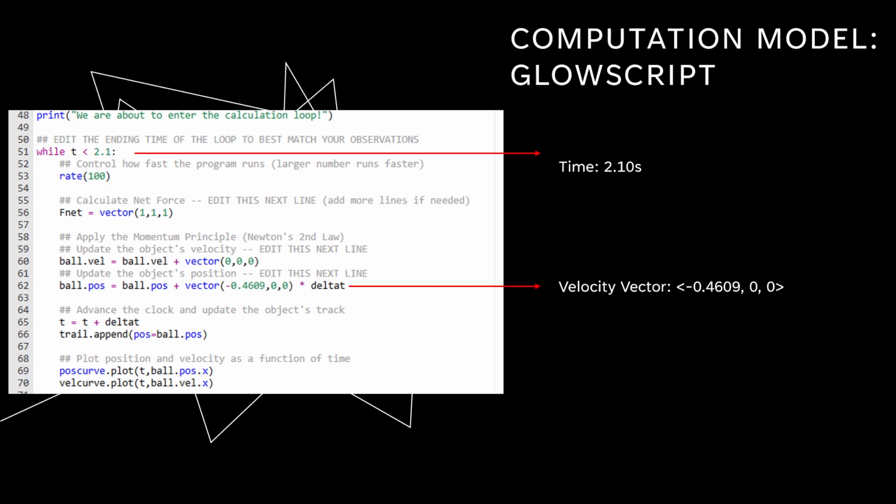So for the computational model in GlowScript, here are some of the most important things we had to change in the code. The time, we had to set it to 2.10 seconds, which is the final time. And the velocity vector, we had to change it to negative 0.4609, which is the number on the slide before for the average velocity.